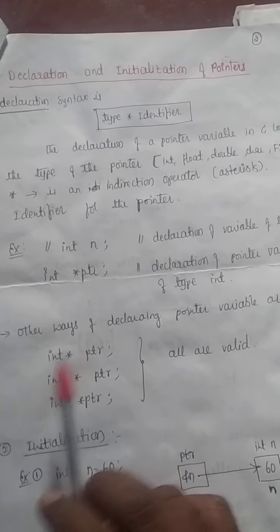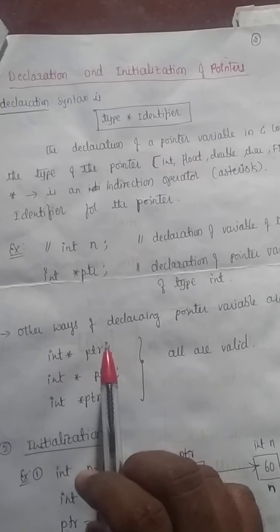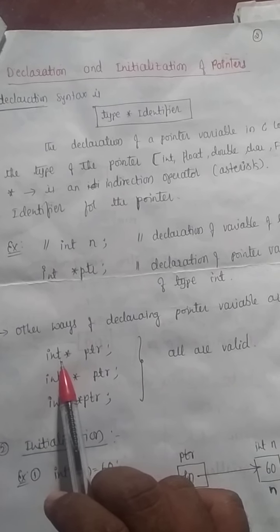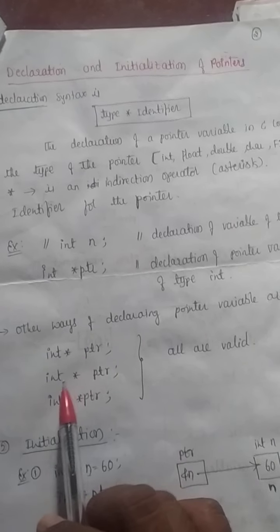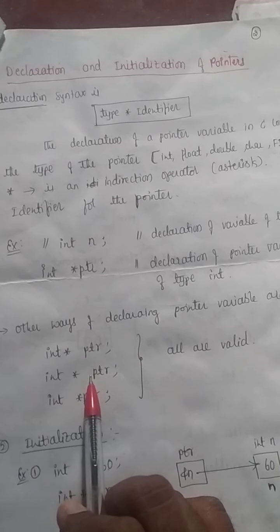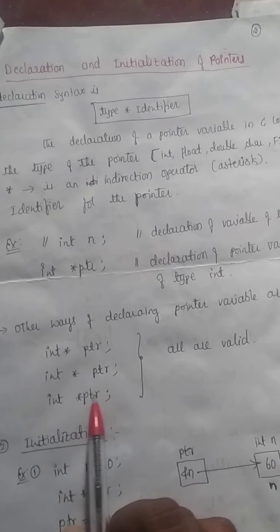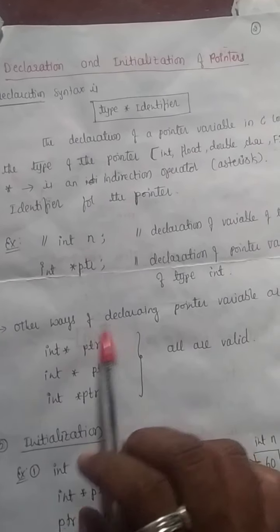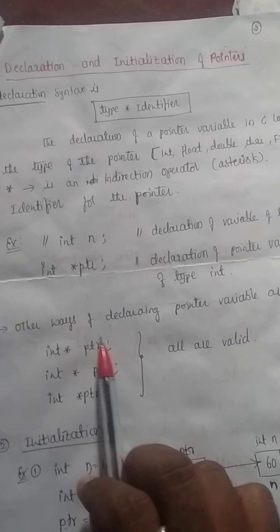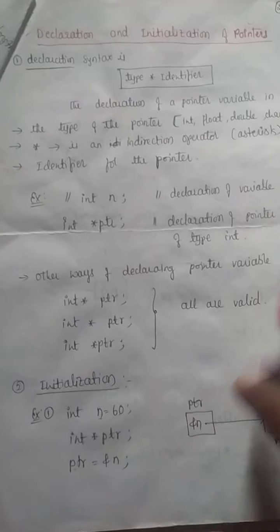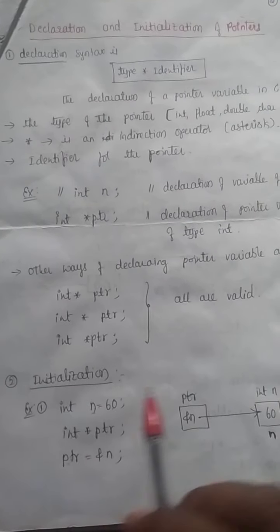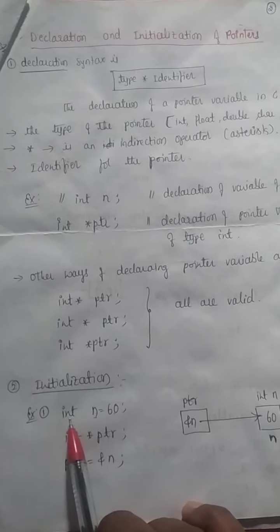And in what different ways can we declare the pointers? See, like this. Int star space ptr is allowed. Int space star space ptr is also allowed. Int space star ptr is also allowed. So these are all the different types of valid pointer declarations. So next, come to the initialization part. How can we initialize the pointers?